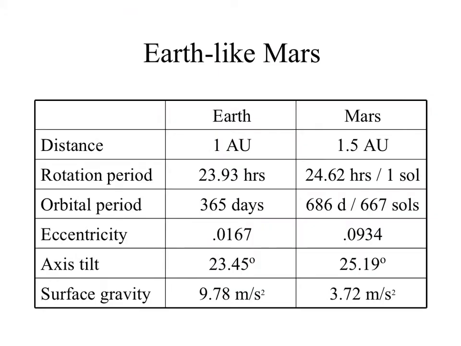Okay, so on the one hand, in many ways, Mars is very much like the Earth. It's a little bit further out from the sun. Its day length is about the same. It's a little bit longer, and so we talk about sols on Mars rather than days. So one day on the Earth is 24 hours. One sol on Mars is a little bit longer.